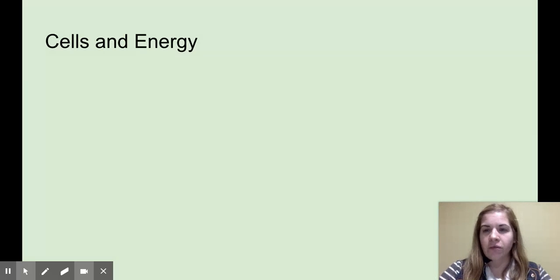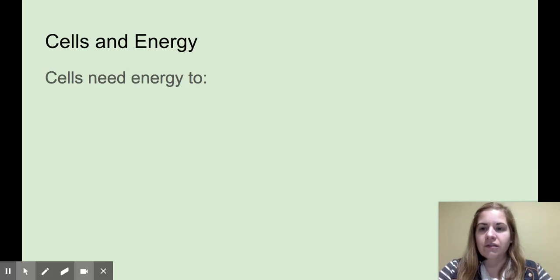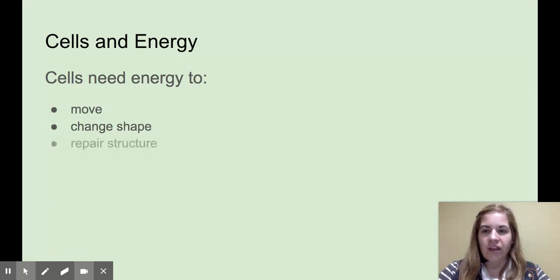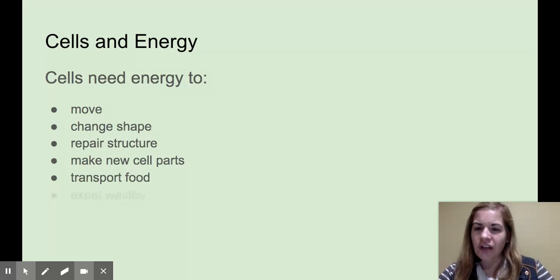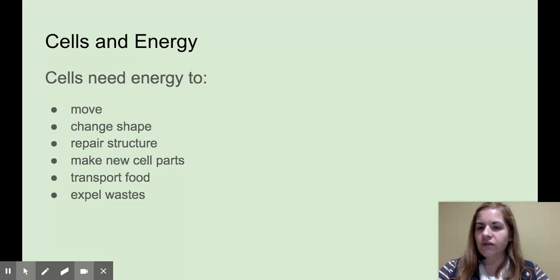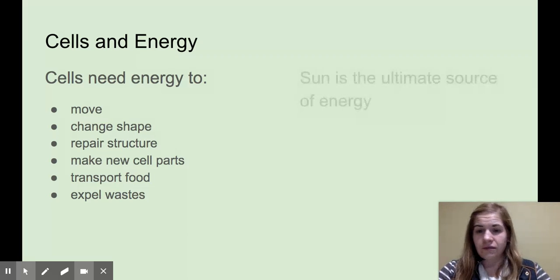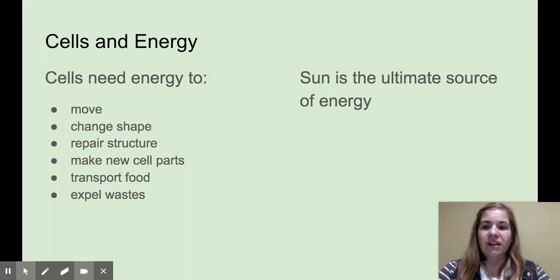So first of all, before we even get to that, I want to talk about cells and what cells need. Okay, so cells in general, every single one needs energy, and that energy is able to help them move, change shape, repair itself, make new cell parts, make food, transport things throughout the cell, and get rid of waste. And so there's a lot of different things that cells need energy for.